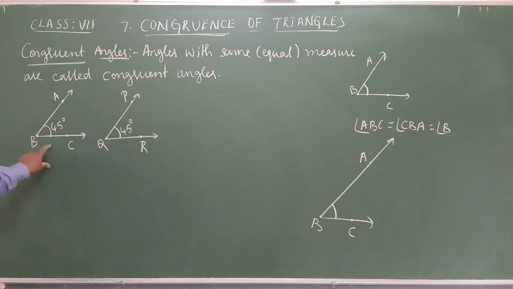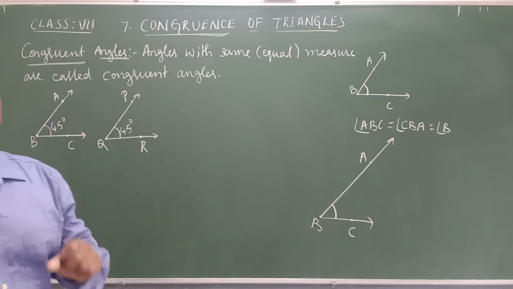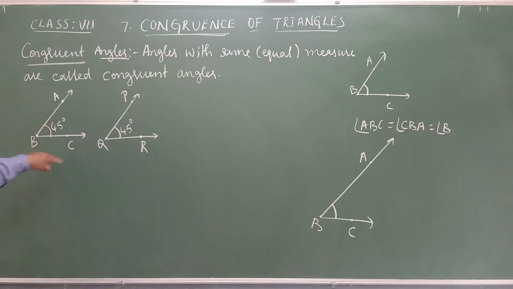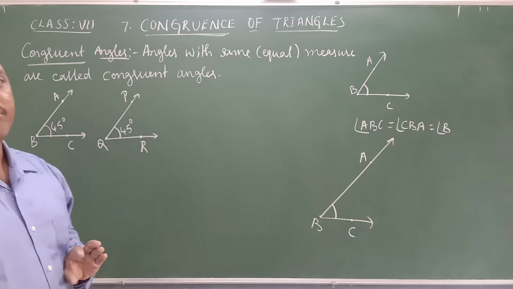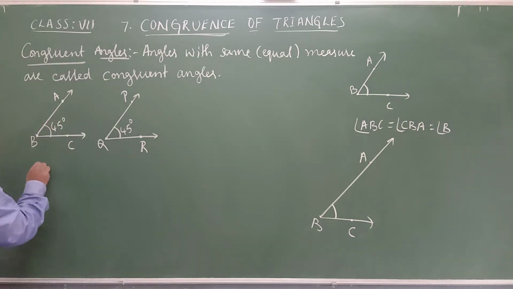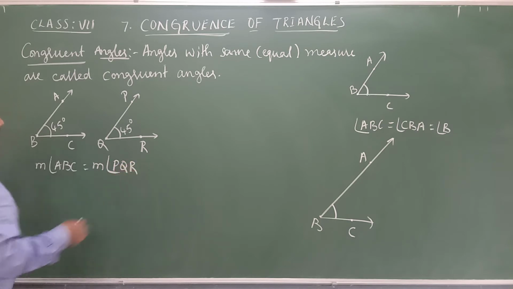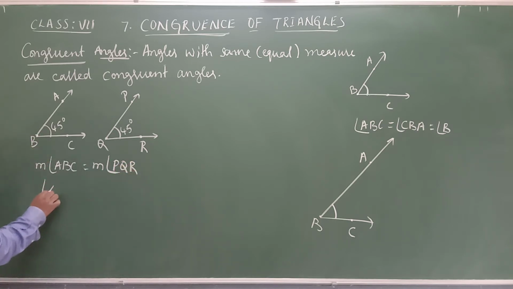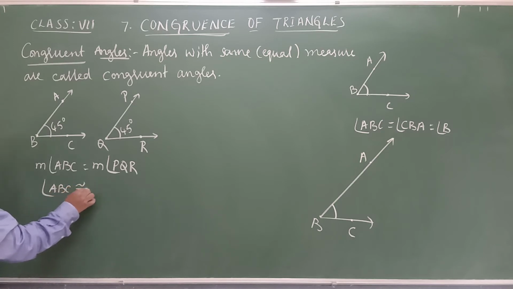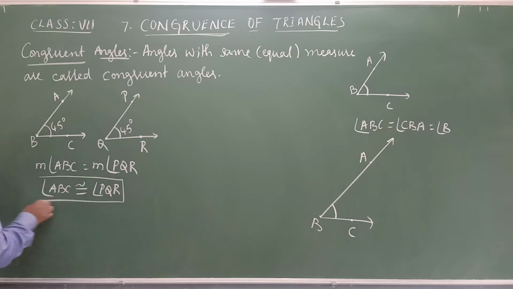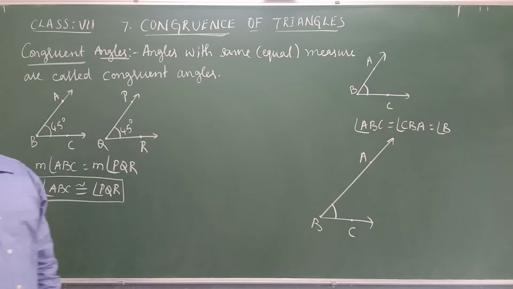Now, the measure of angle ABC is 45 degrees. The measure of angle PQR is also 45 degrees. Therefore, their measures are equal. Hence, angle ABC is congruent to angle PQR. As their measures are equal, these two angles are congruent angles.